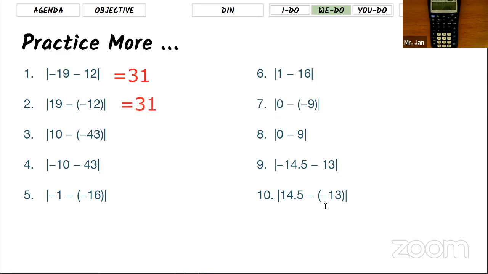I don't have a calculator. Oh, even if you don't have a calculator, you figured it out. That's awesome, thank you. That's a smart move. Smart job. Good job.